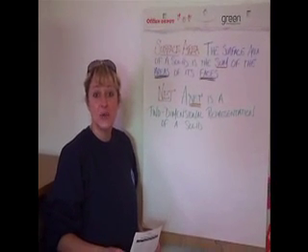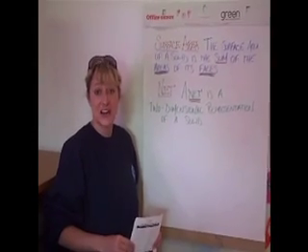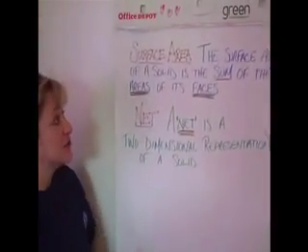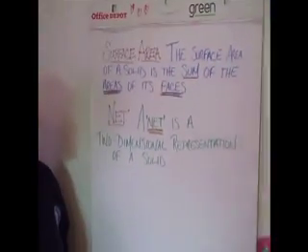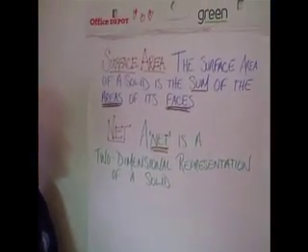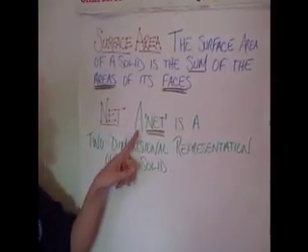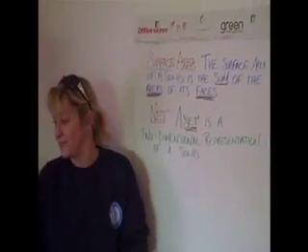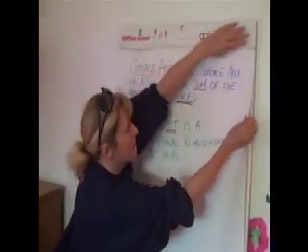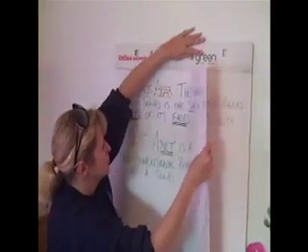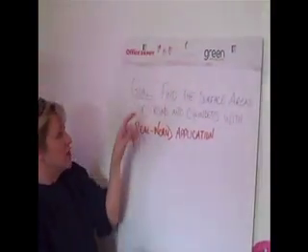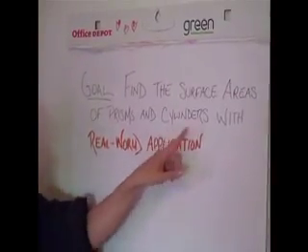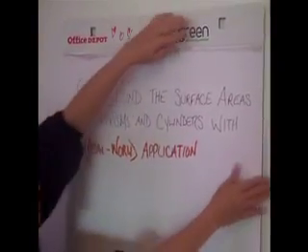Good afternoon. Today we will be covering Standard 5 measurement. You will be learning about surface area. The surface area of a solid is the sum of all the areas of its faces. The net. A net is a two-dimensional representation of a solid. The goal is to find the surface areas of prisms and cylinders with real-world application.